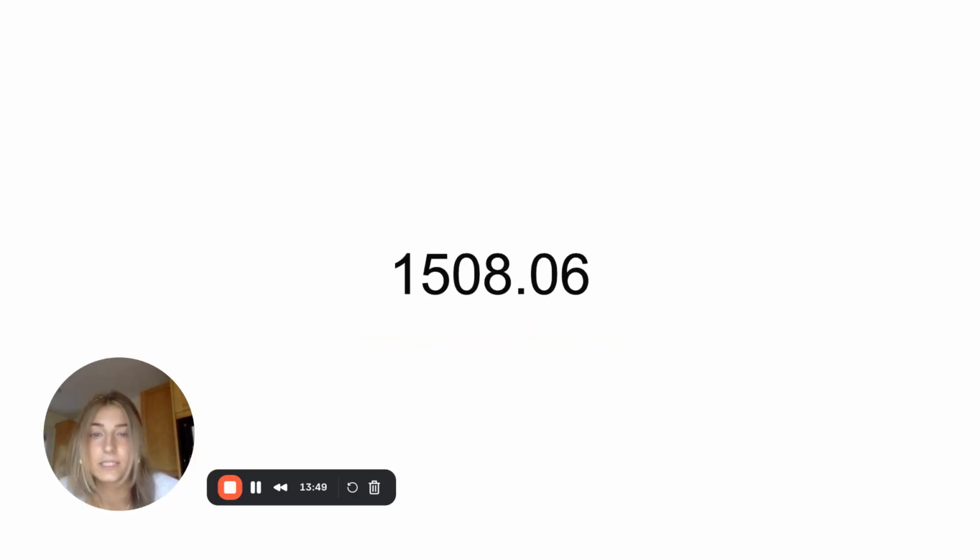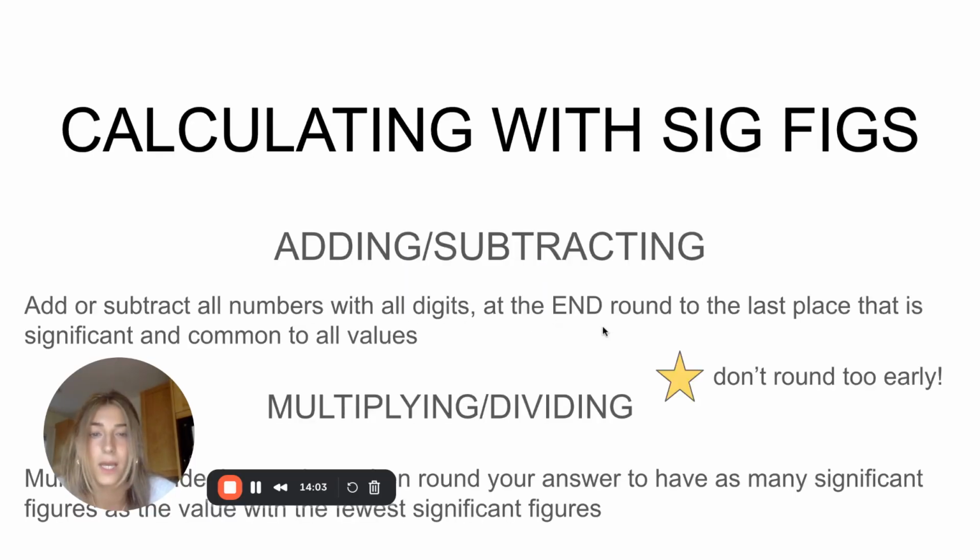Next one, 3, 2, 1. Okay, this one, they are all significant. The non-zero is always significant, and then the zeros are sandwiched in between, so they're also significant. So 6 sig figs for this one.